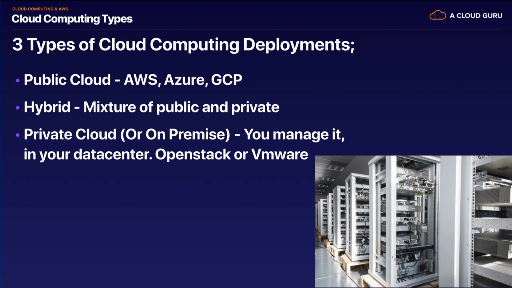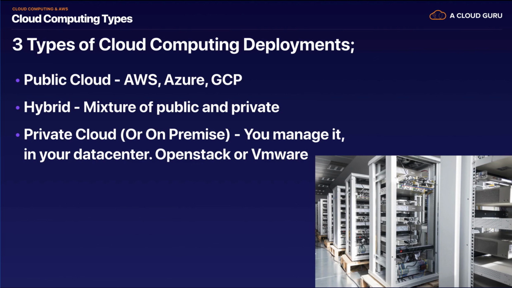And then we've got the 3 different types of cloud computing deployment. So we've got public cloud, and this is the big 3. So we've got AWS, we've got Azure, we've got GCP. We then have hybrid. This is a mixture of public and private. So you might have your websites out on the public cloud, but then you might have all your confidential employee information on your own servers that you host, and you don't really want anyone to be able to access that. So that's a mixture of public and private.